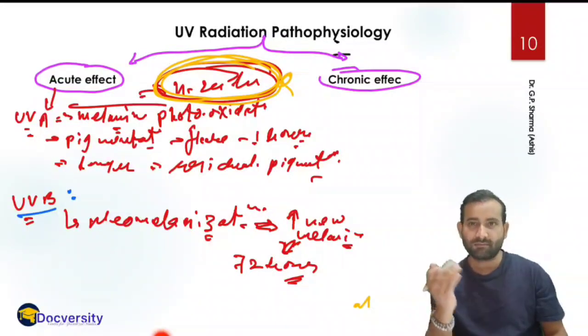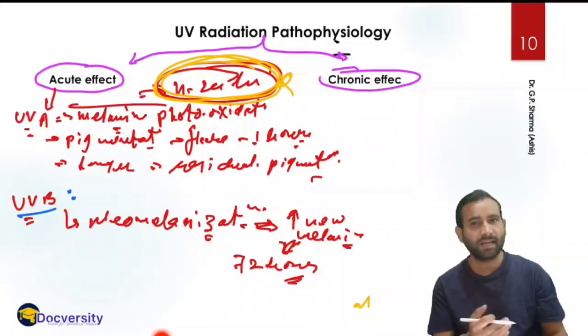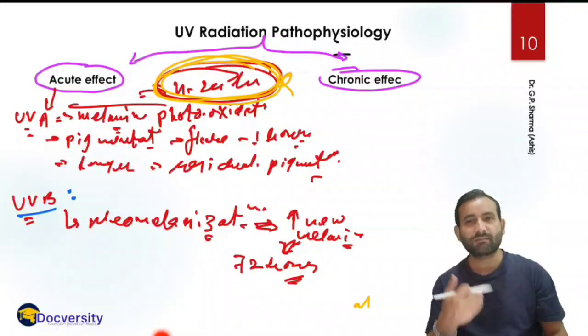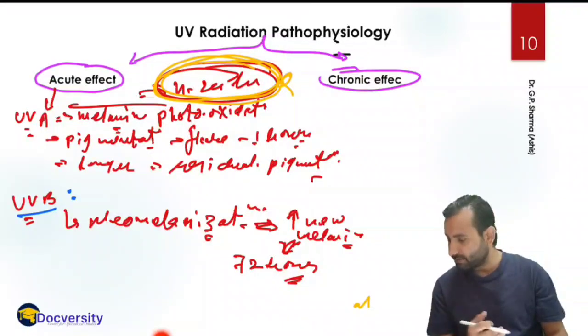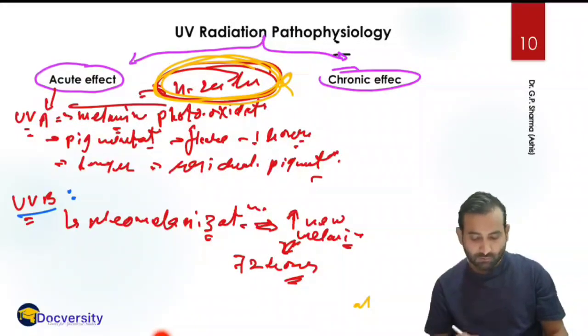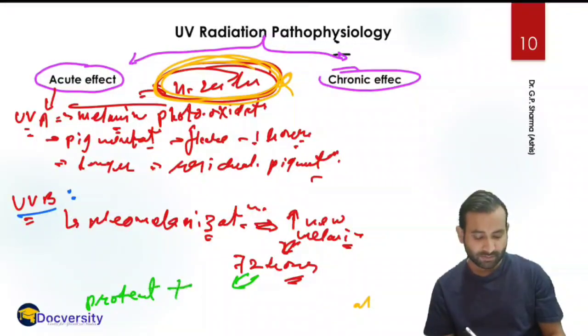Then of course the UV radiation A causes photooxidation, then the pigmentation will be increased, right? So why does this pigmentation formation increase? Because this pigmentation can protect the nucleus of basal keratinocytes.